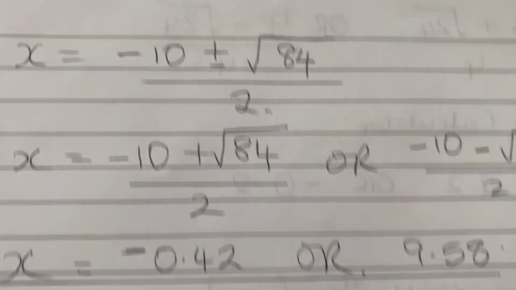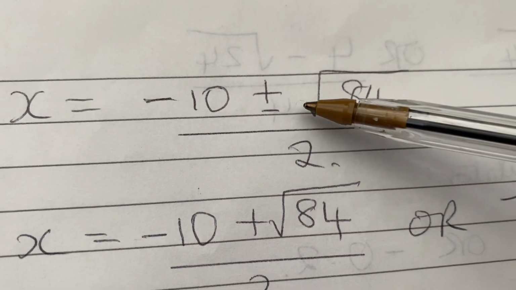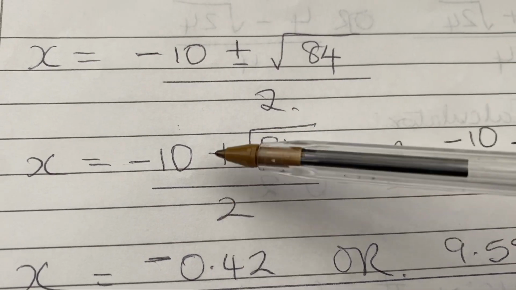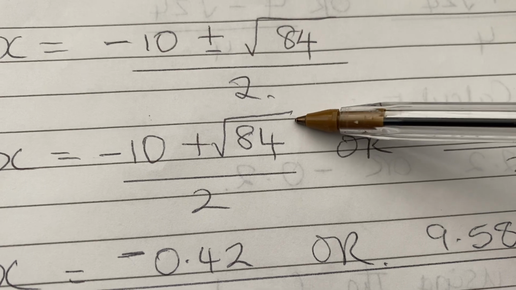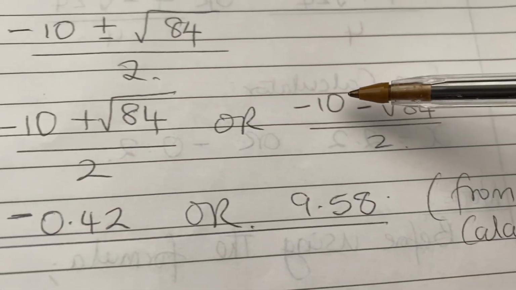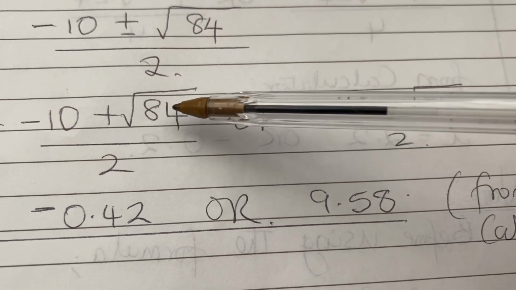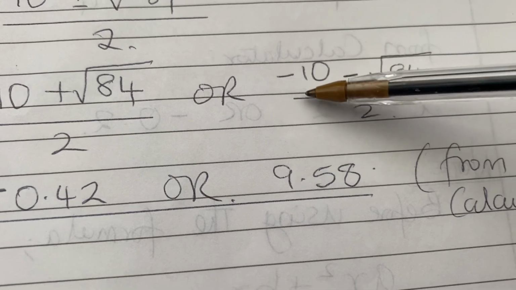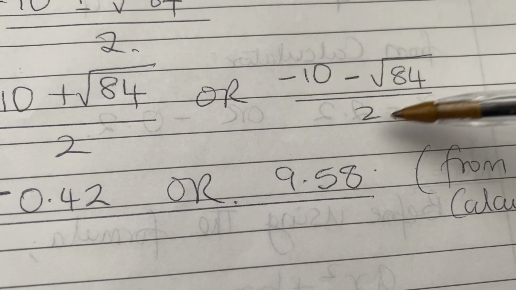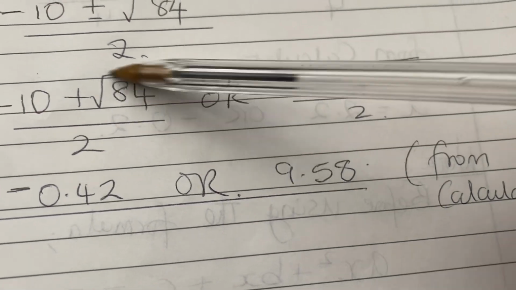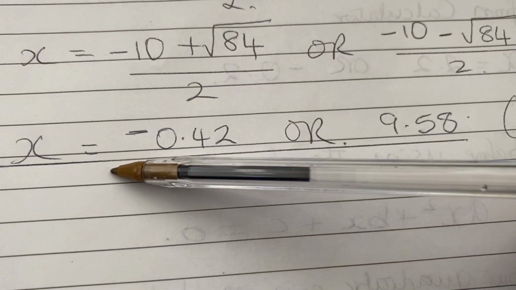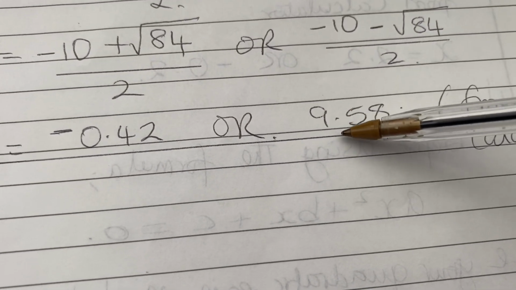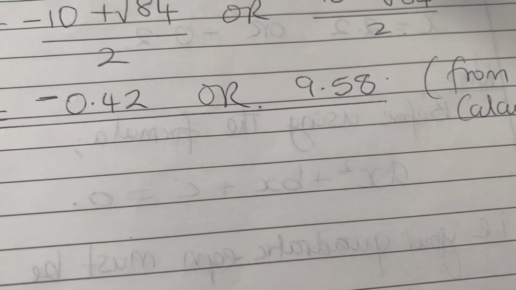So when I go further, x will be minus 10 plus or minus root of 84 divided by 2. So x will be minus 10 plus root of 84 divided by 2, or minus 10 minus root of 84 divided by 2. Don't ignore the minus. So if you do this rightly on the calculator, you have x will be minus 0.42, or minus 9.58. So this is the second case.